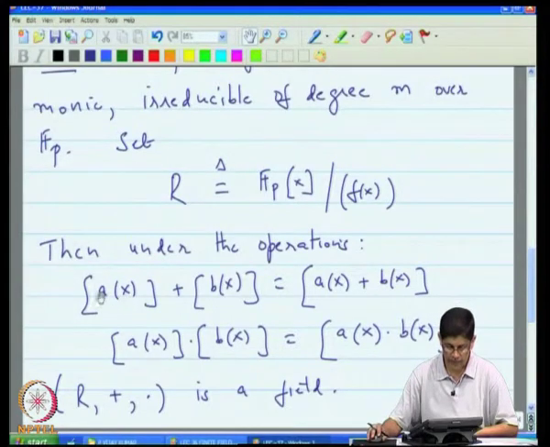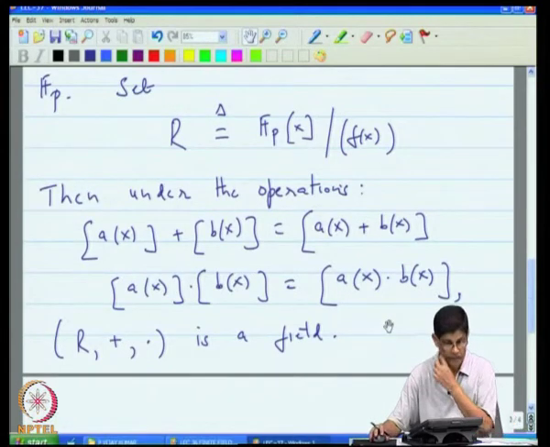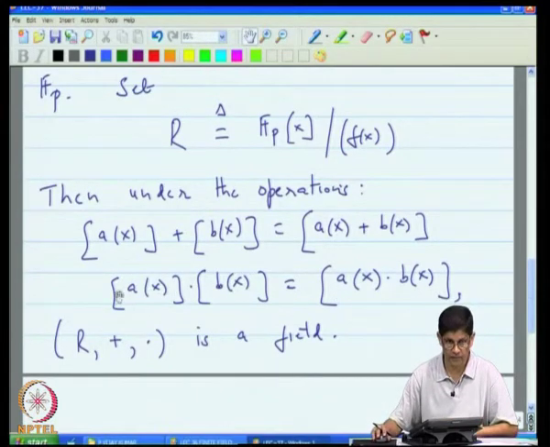by taking a representative from each of the equivalence classes and defining the sum of the equivalence classes to be the sum of the representatives. Similarly, if you want to multiply two equivalence classes, you take a representative from each of the equivalence classes, multiply them and pass on to the equivalence class of their product, and then define this to be the equivalence class of the product of these two.